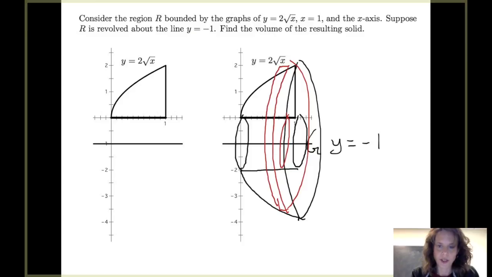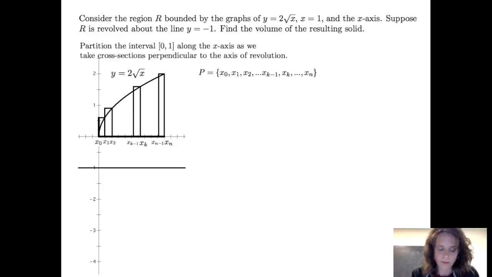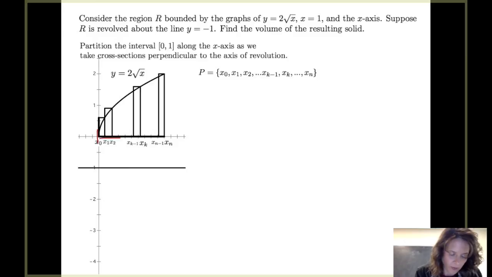We'll partition the interval 0 to 1 because we're taking cross sections that are perpendicular to the axis of revolution. So the axis of revolution, y equals -1, is parallel to the x-axis. So we're going to partition the interval from 0 to 1 with x sub 0, which is 0, x sub 1, x sub 2, x sub k minus 1, x sub k up through x sub n, which is our right endpoint of 1.